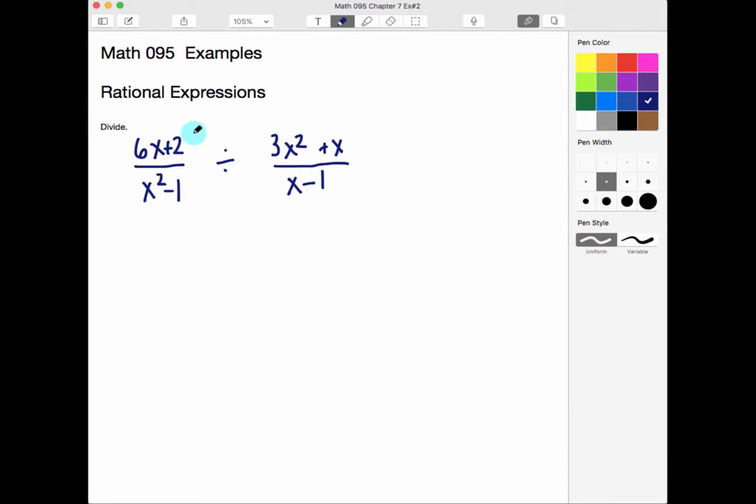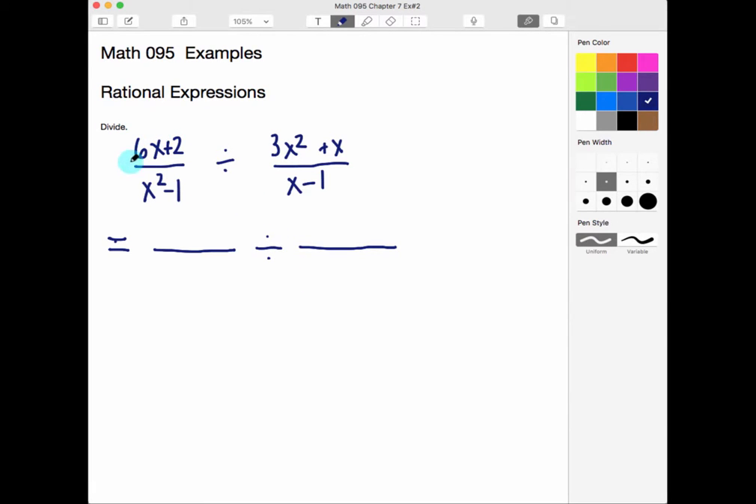So with this example, we have 6x plus 2 divided by x squared minus 1, and that rational expression is divided by 3x squared plus x all over x minus 1. So the first thing we want to do is factor our polynomials. So I'll make my fraction bars, show my division, there's my other fraction bar, and then go to town.